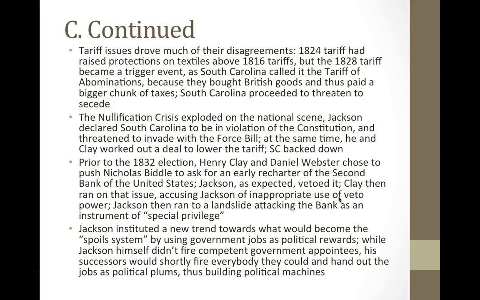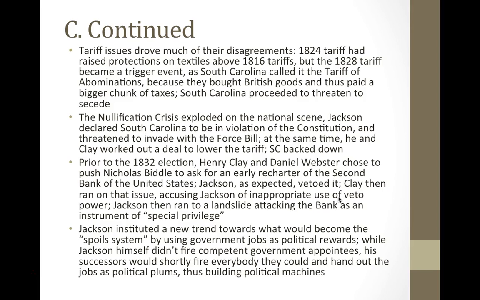All right, the tariff is going to be a big part of this. South Carolina is going to call the tariff of 1824 the Tariff of Abominations. They bought a lot of British goods, so therefore they had to pay a lot of taxes. South Carolina is going to nullify.